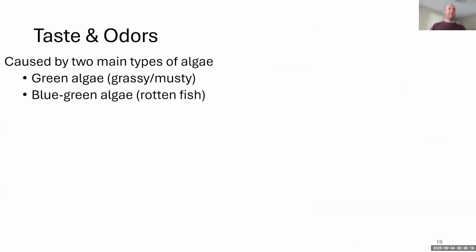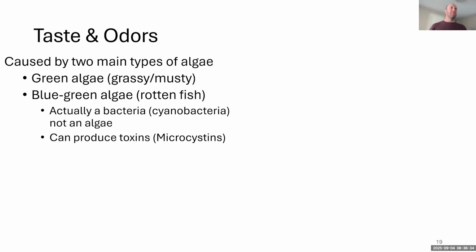And as we're talking about lakes and algae, I'm going to talk about taste and odor really quick. So taste and odor in water is caused by two main types of algae principally. So green algae, which creates kind of a grassy, musty smell, and then blue-green algae, which is more of a rotten fish kind of smell. And blue-green algae is what is colloquially known as, but it's not actually an algae. It's technically bacteria, and all this bacteria grouped together to look like algae.